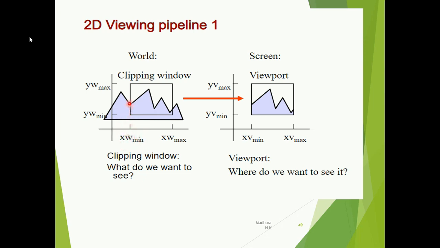What is the meaning of the clipping window? It is what we want to see on the screen. You don't want the entire object to be displayed on the screen. You select only a particular portion, and you want to display only that content. What exactly you want to see on the screen is what gets clipped. That's why, to do the clipping process, we have the clipping window.